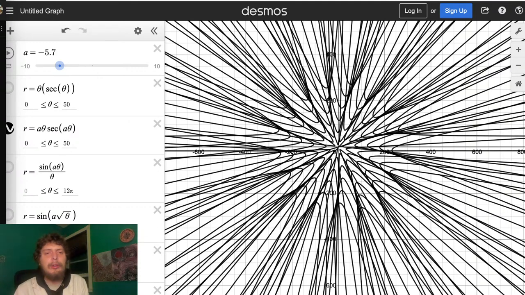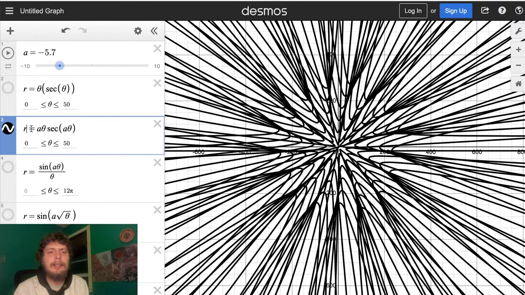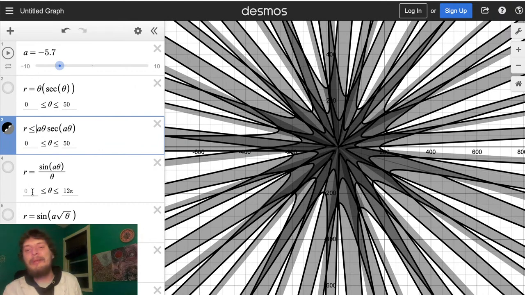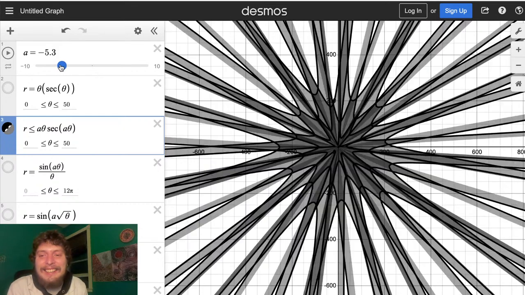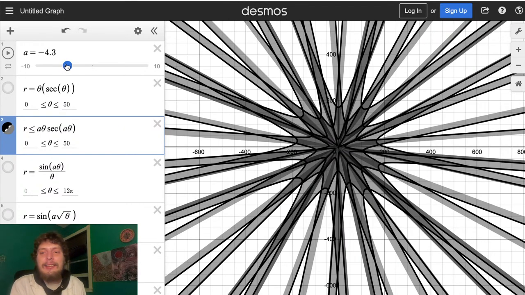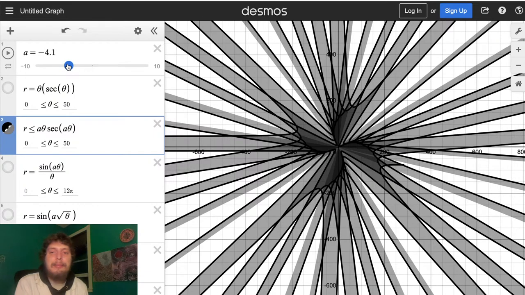This one's pretty cool, and whenever I see a cool one, I like to see what happens if I turn it to an inequality. Now I'm saying, when is the radius less than that? Whoa, that's almost even cooler. This is like the logo of the next Batman.